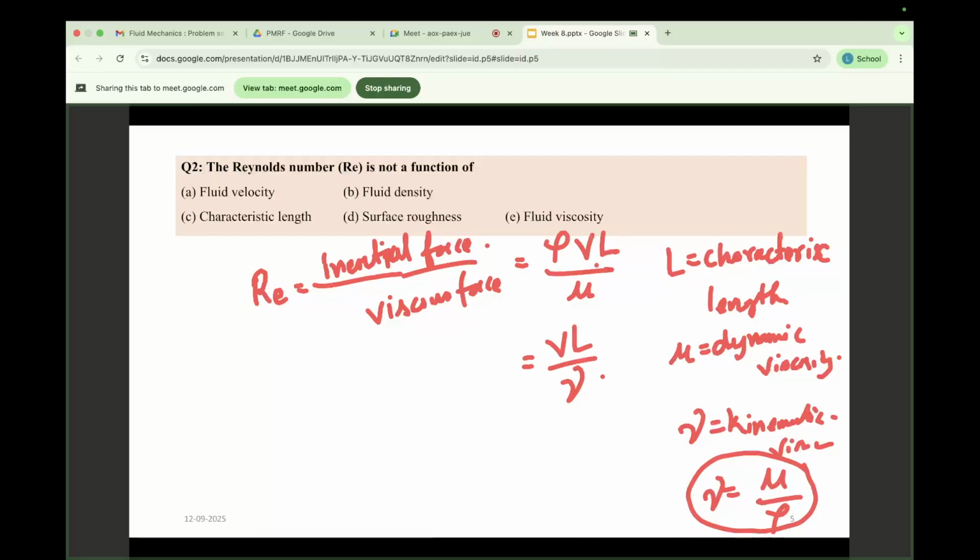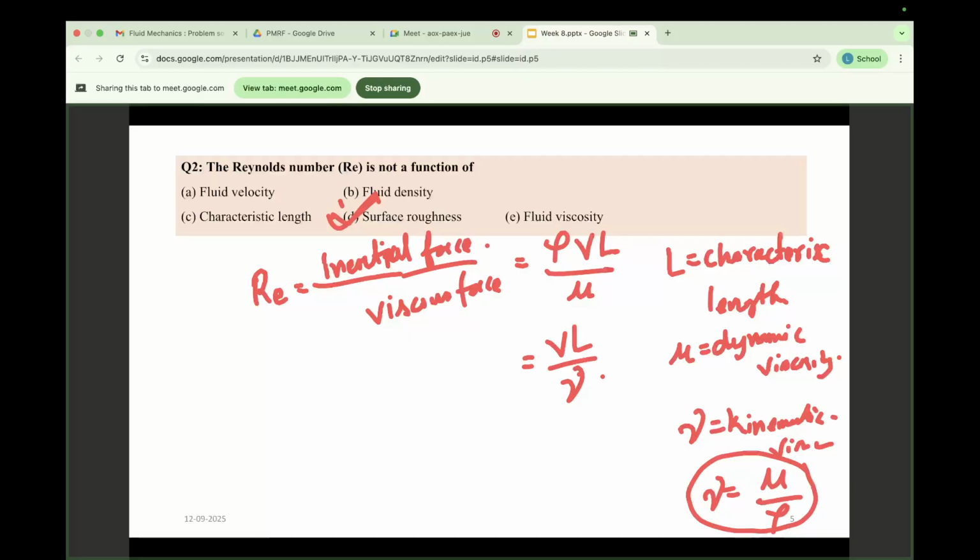And in this formula, density is not related to surface roughness, right? It is a fluid property. Velocity is also not related to surface roughness, and L is a characteristic length, which is basically the diameter. So it is not a property on which the surface roughness depends. Overall, fluid viscosity is there, fluid velocity is there, fluid density is there, characteristic length is there, only surface roughness is not there. So that's why the correct option is option D. Yes, everyone is correct in this one.